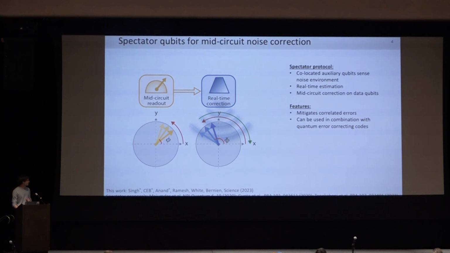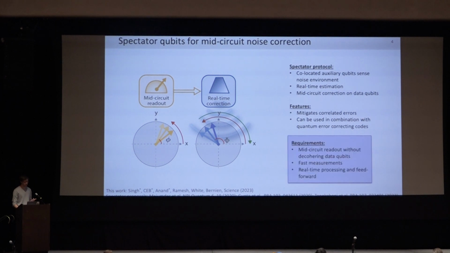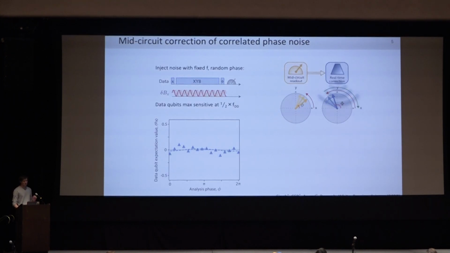But it does have some kind of strict requirements. So you have to do mid-circuit readout on the spectators without decohering the data qubits. The measurements have to be fast compared to the coherence times in the system. And in this case, everything is done in real time. So we have to process the data, so get images off the camera, calculate all our corrections, and apply that on the experimental runtime.